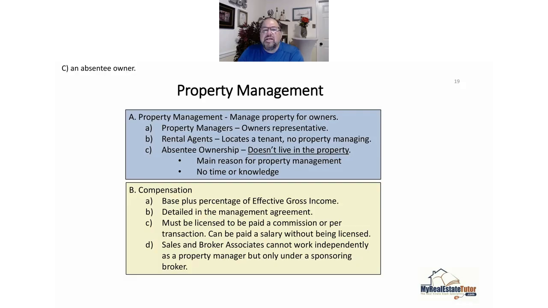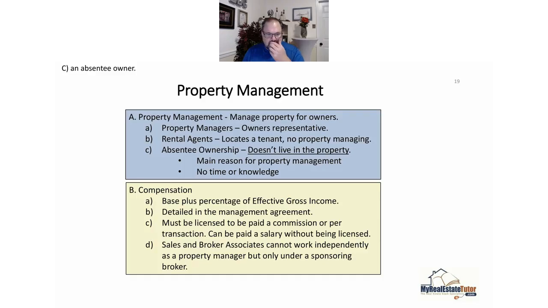So it's predominantly absentee owners for investments, right? They rent it out, okay? When it comes to what the individual's called that doesn't live in the property but needs someone to manage it, they're called absentee owners, okay? And then the compensation is typically a base plus a percentage of the effective gross income.